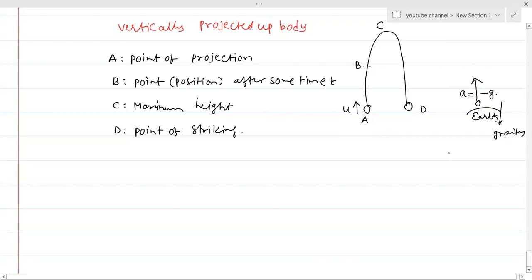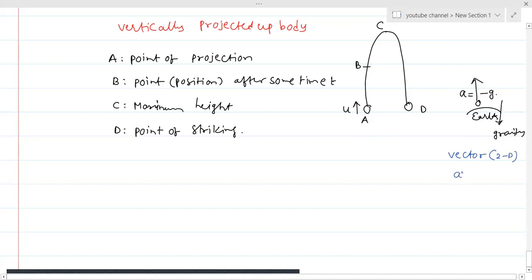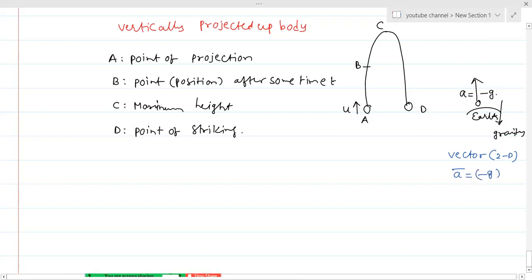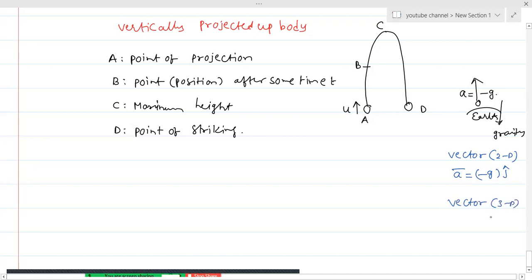Suppose you are trying to do the problem in scalar form, we just take a equivalent to minus g. Suppose you are doing the problem vectorially, that is two dimensionally, then we write A bar equivalent to minus g into J cap, as it is moving upwards. Suppose we are taking the vector in 3D, then A bar equivalent to minus g into A cap, because you are moving away from the earth.